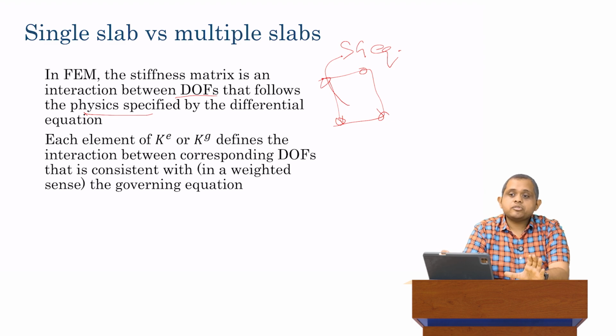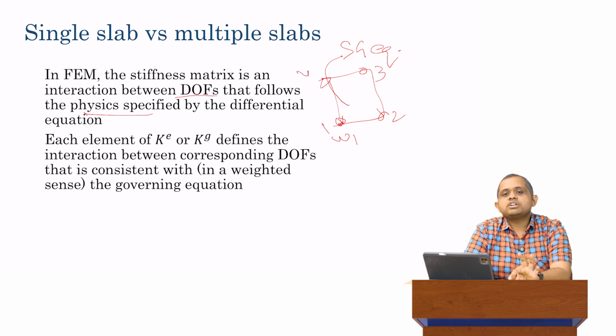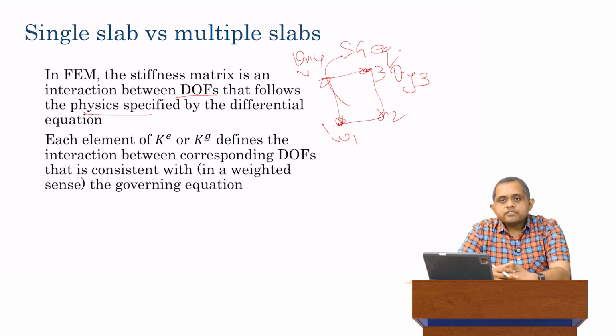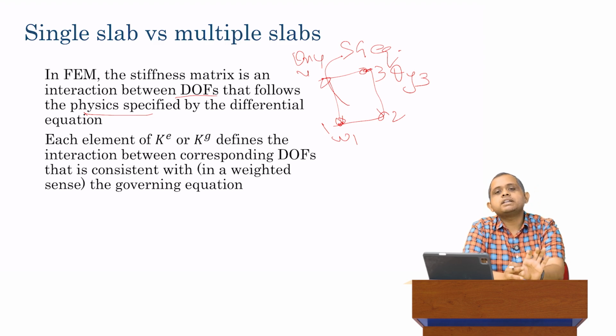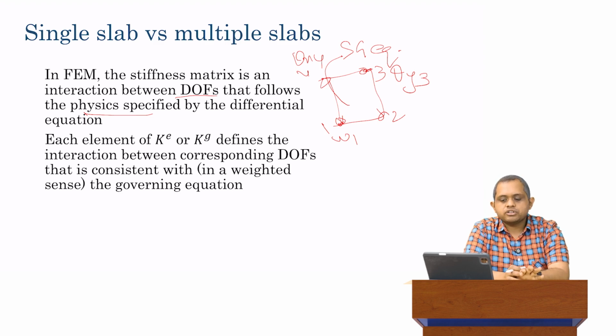Now, that stiffness matrix is basically telling us, for example, if this is node 1, 2, 3, 4, and the degree of freedom is W1, if there is a change in W1, then what is the corresponding change in, let's say, theta Y3 or theta X4? The stiffness matrix is basically telling us how one degree of freedom interacts with another degree of freedom. That's the physical meaning of what a mathematical function, which the stiffness matrix really is. And that interaction, of course, is defined by the governing equation, which is the Sophie-Germain equation in this case.